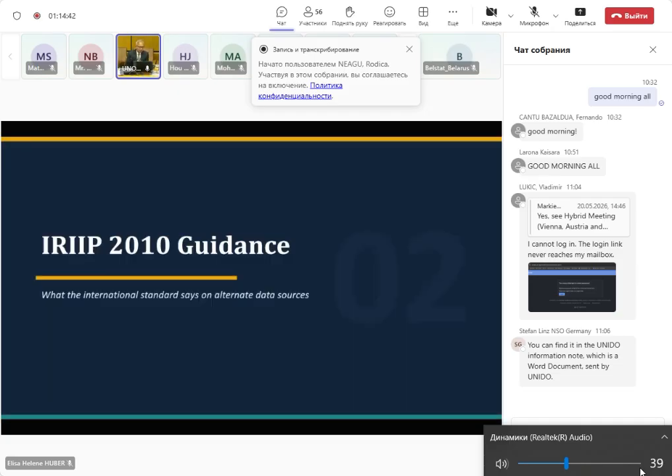So on IIP 2010 guidelines, what specific recommendations are available, I will talk about, and then we will discuss what are the best ways to do it.